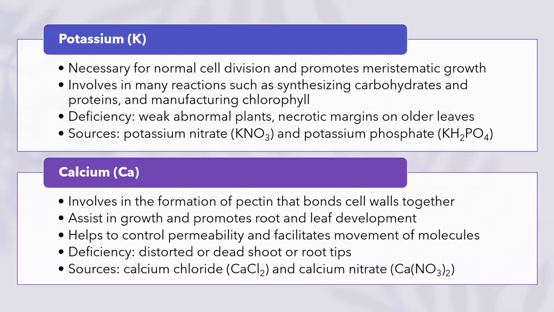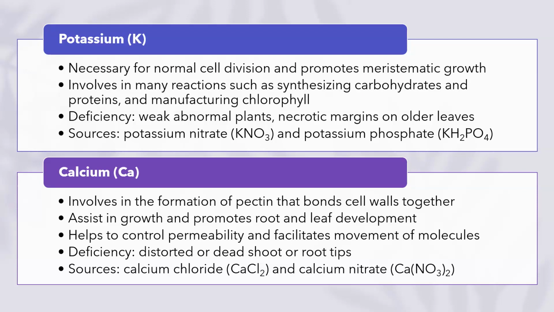Calcium is an integral component of plant cell walls, where it plays a role in the formation of pectin, a substance that bonds cell walls together. It assists in growth and promotes root and leaf development. It also helps to control permeability and facilitates the movement of carbohydrates and amino acids throughout the plant. As calcium oxalate, it ties up oxalic acid, which is a toxic byproduct of protein metabolism.